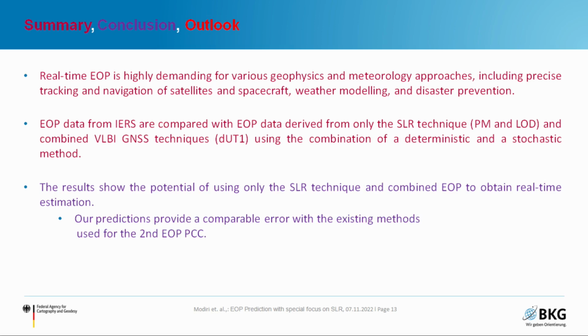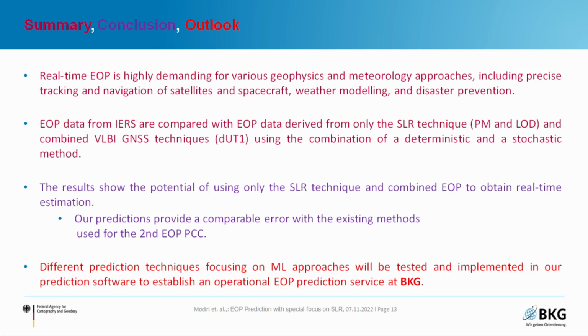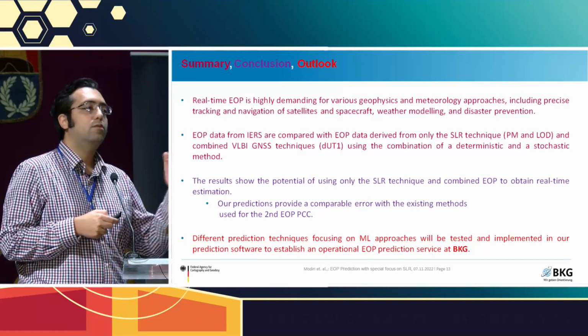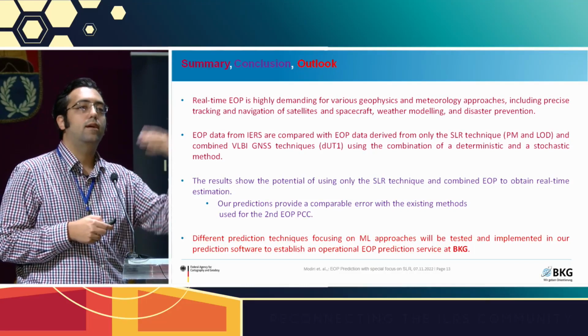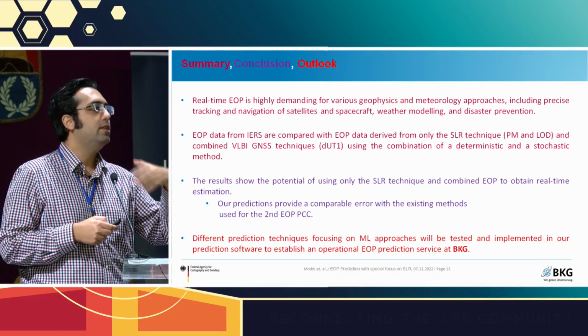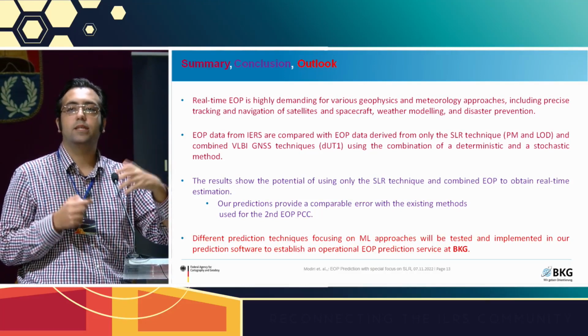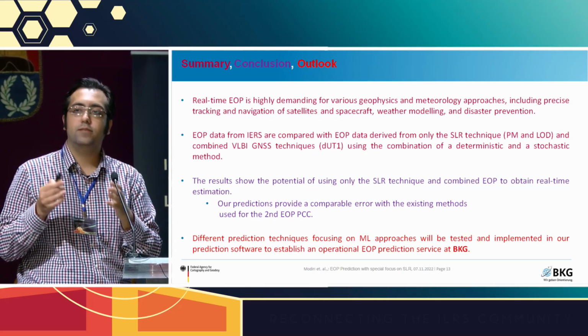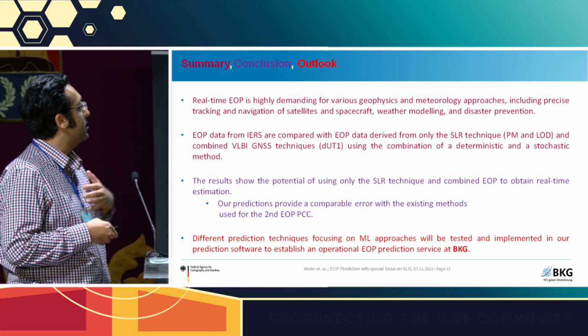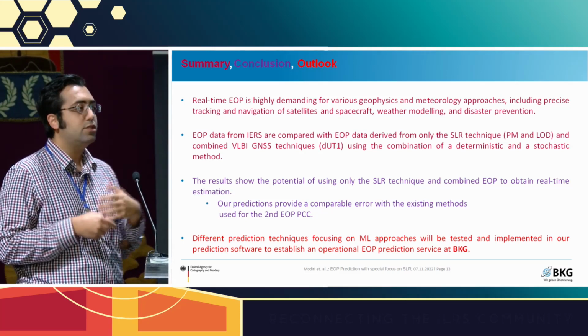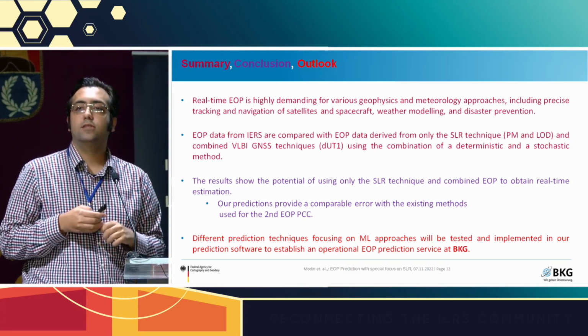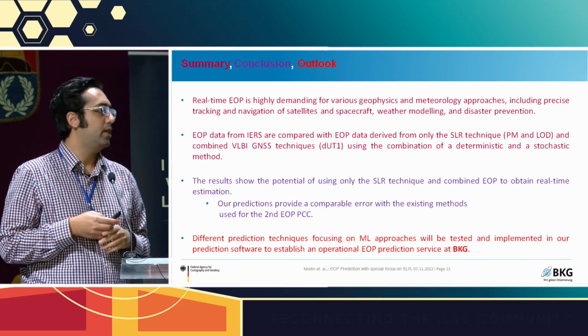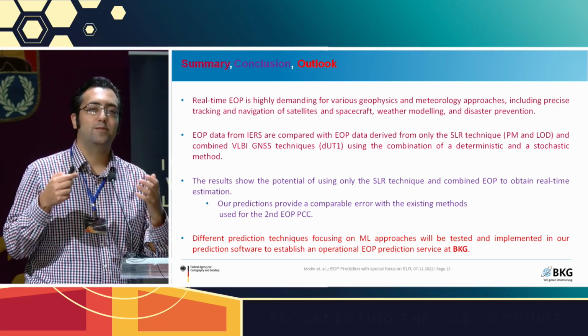And we could say that it's comparable with the second EOP prediction comparison campaign. But what else we learned from the second EOP prediction campaign is that although our prediction model can work properly for long-term prediction, I mean long-term for the next year, which can have scientific application, for the short term, up to 10 days, the results show that the groups who are using machine learning techniques have better performance. And that's why we also plan to focus on the machine learning approach in order to test this result and implement it in our prediction software at BKG in order to have operational EOP prediction.